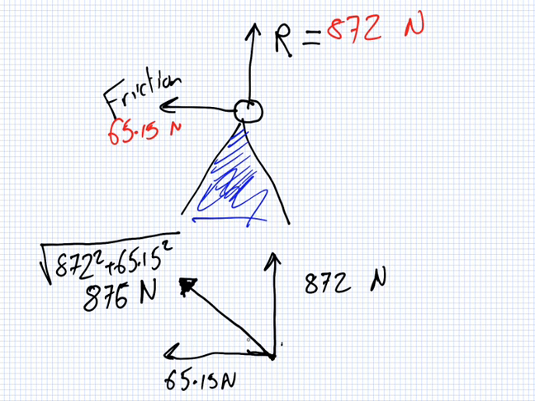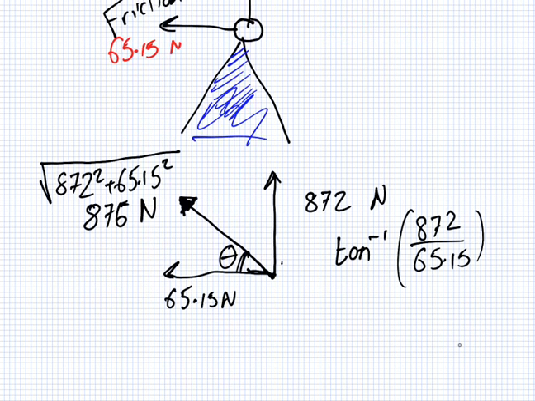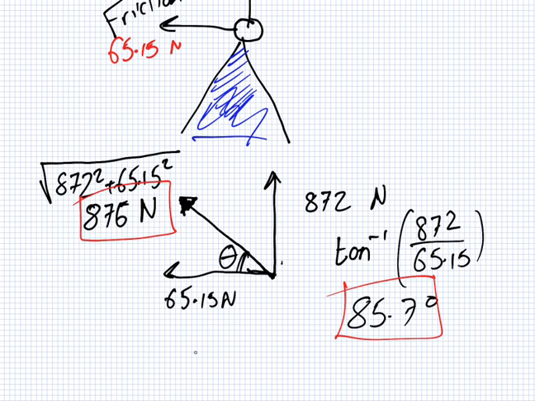Okay, and now they want the angle. And who remembers how to get the angle? It's tan inverse of 872 over 65.15. Okay, what's that, please? So those are 2 answers for part 3.